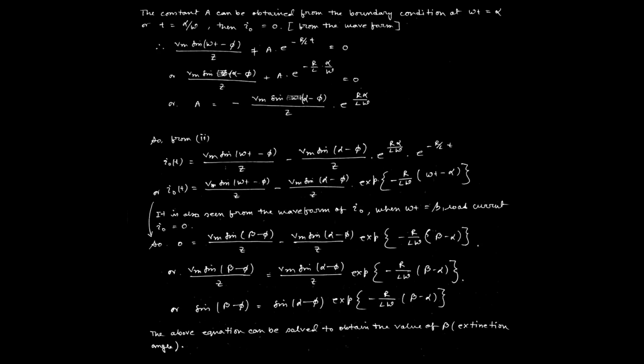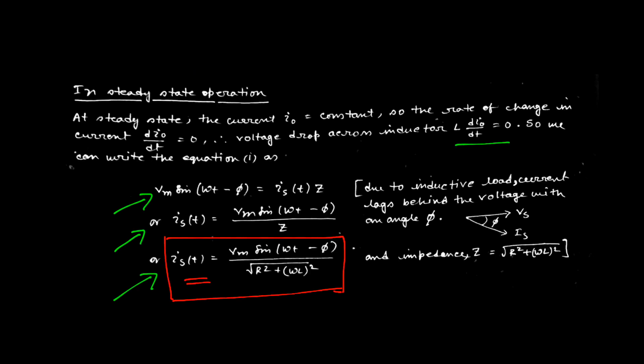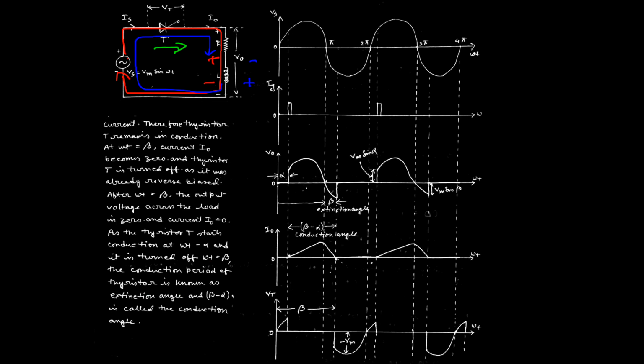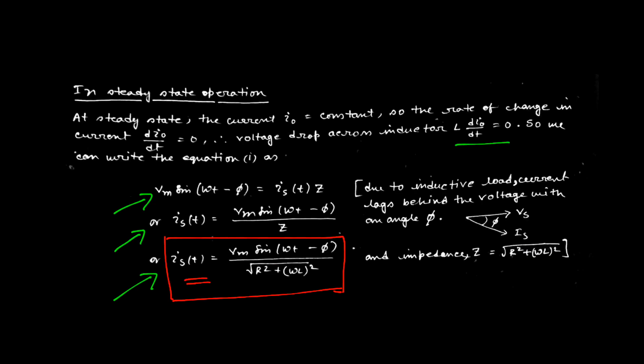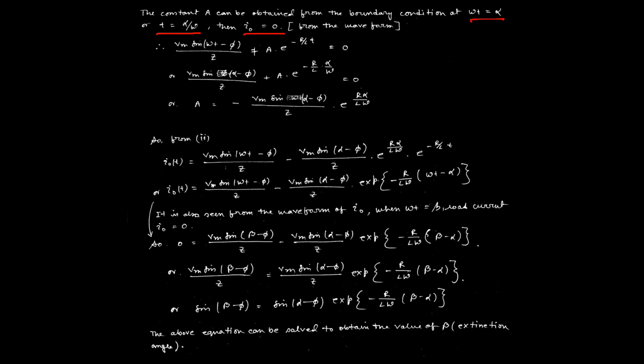So first find out, at omega t equal to alpha, what is the value of the voltage or current. At omega t equal to alpha, that means we can write t equal to alpha by omega, and then I0 equal to 0. See, at omega t equal to alpha in the waveform, in case of I0, this is a no value, that is I0 equal to 0. So we can satisfy this boundary condition, that is at omega t equal to alpha, I0 equal to 0.